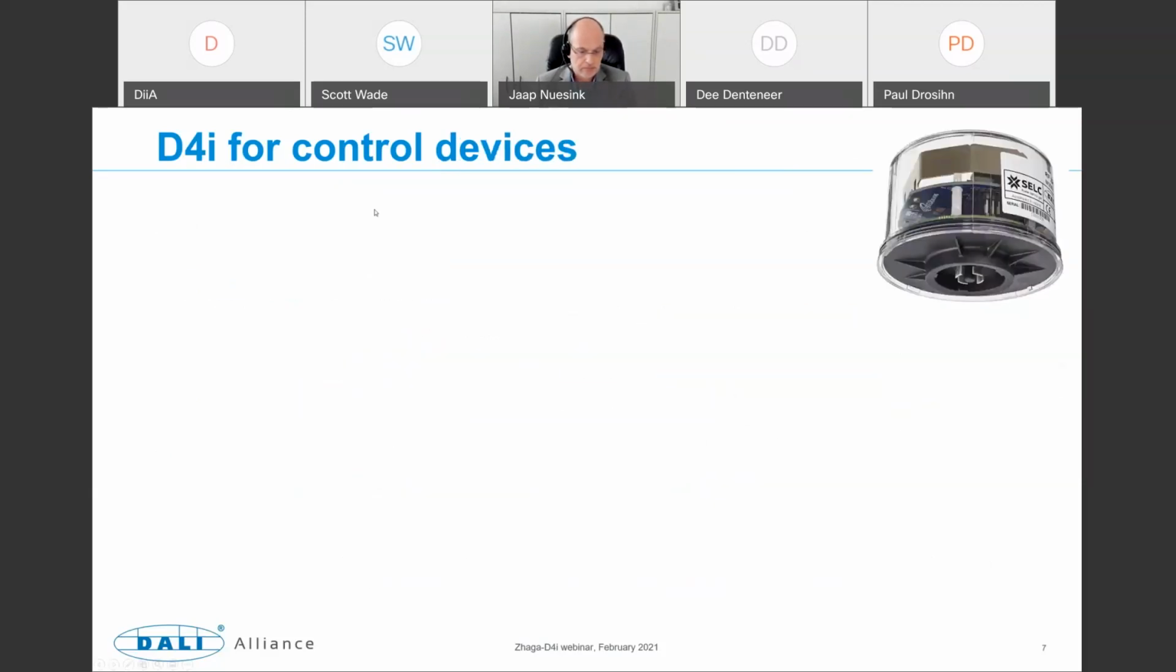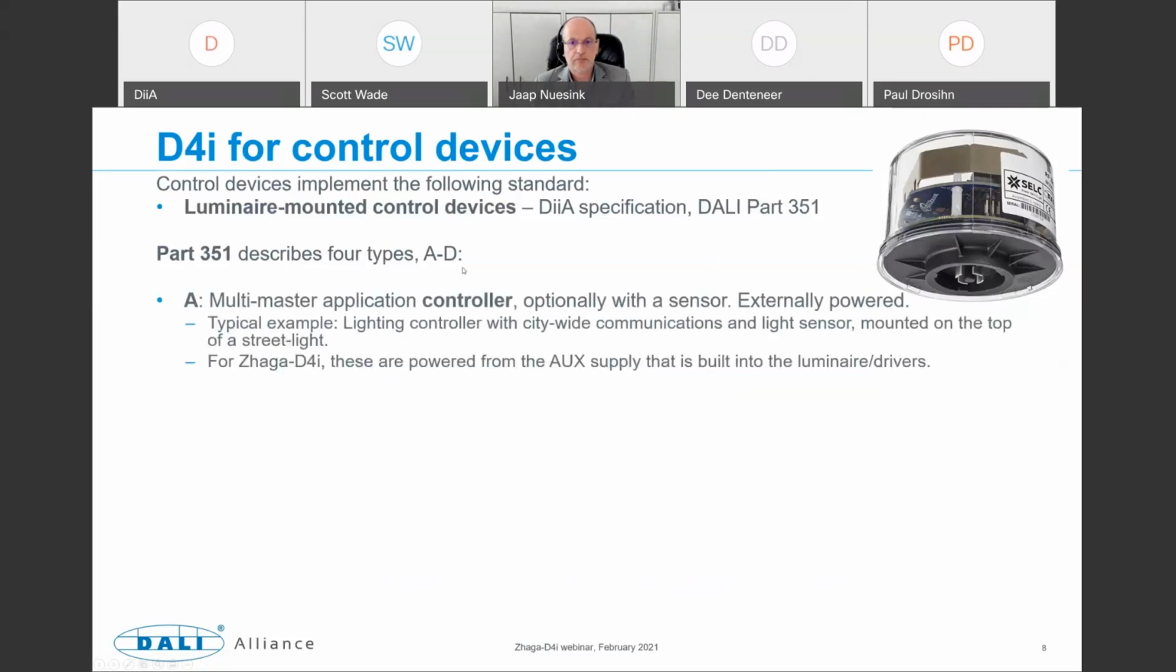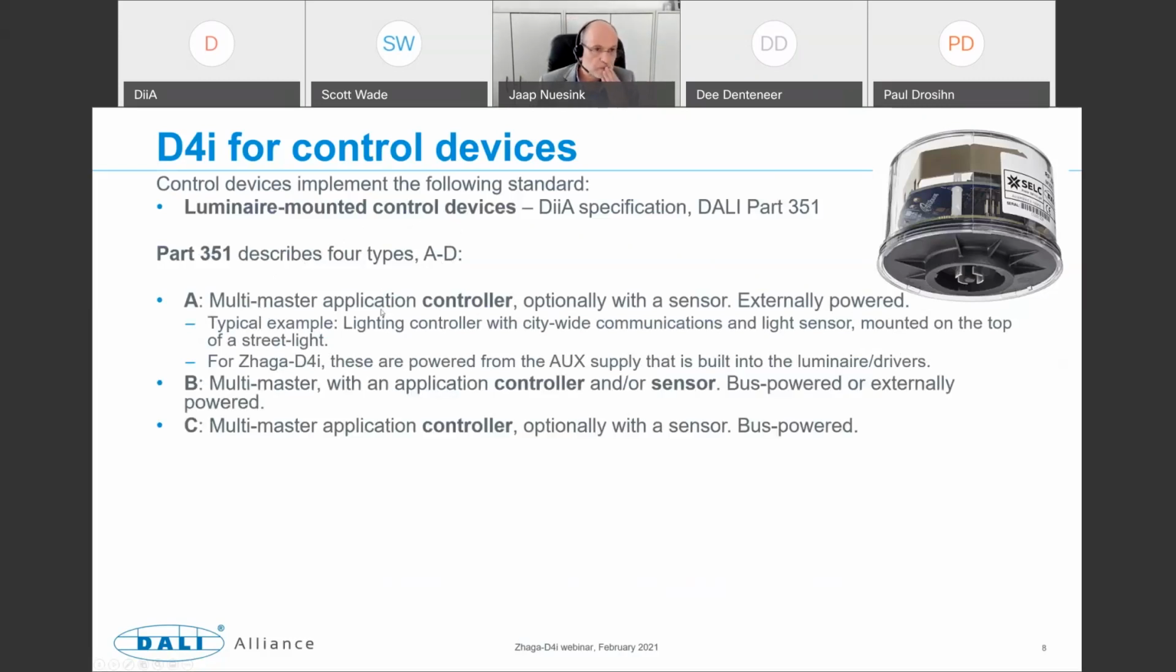For the control devices, D4i for control devices, they implement part 351. This is luminaire mounted control devices. And that's the most recent addition to the certification. Part 351 describes 4 types. We call them A through D. So these are the main characteristics of the 4 types. A, B, and C are multi-masters, and A is externally powered, B is bus powered or externally powered, and C is purely bus powered. Now these need certain combinations of application controller, that's the brains of the system that makes decisions to control the lights, and they may optionally have a sensor or input device built in, such as a light sensor or movement sensor.